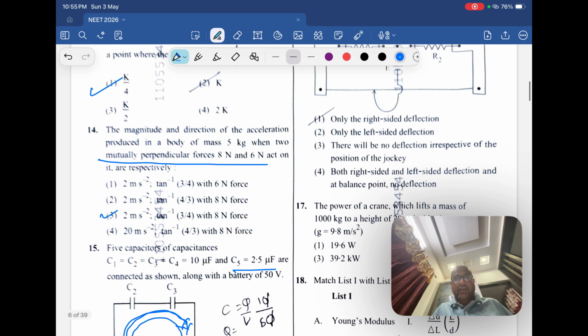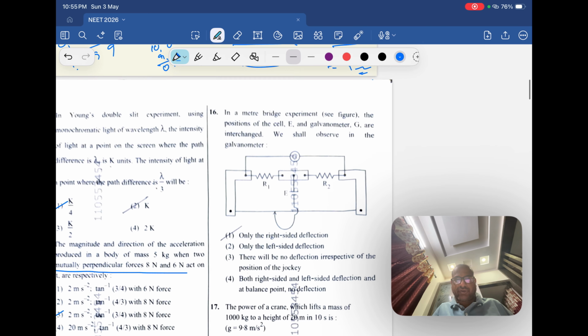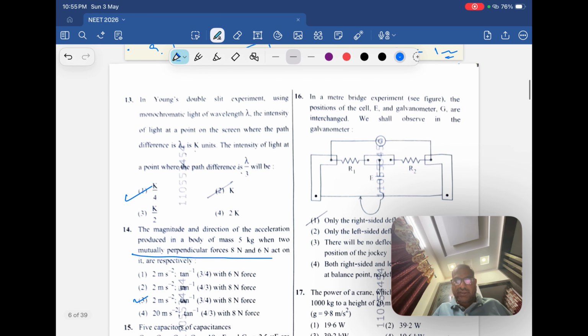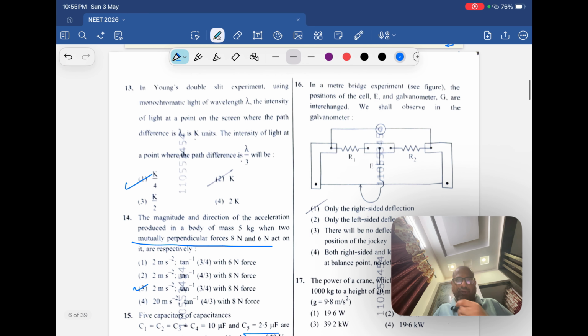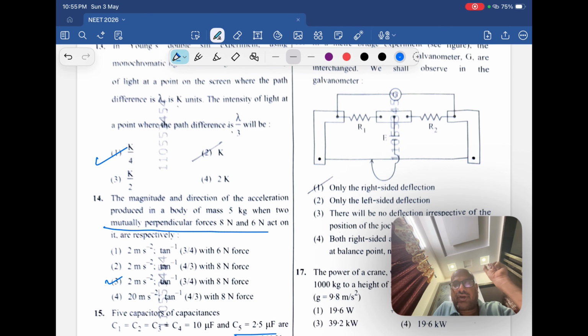Okay, right. So next, if you go here, this question is based on what you can call the meter bridge, right? In a meter bridge experiment, the position of the cell and galvanometer G are interchanged. So we should observe in the galvanometer. Already in the class we generally discussed this one. When your battery and galvanometer are interchanged, the balance length will not change. R1 by R2 is equal to L1 by L2.